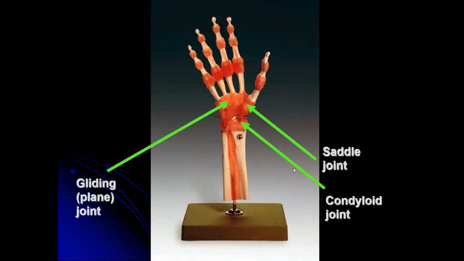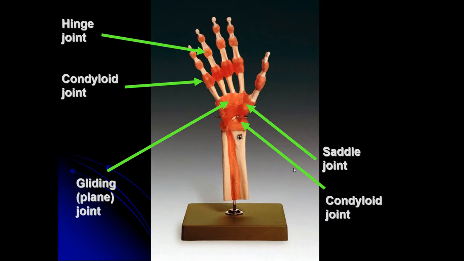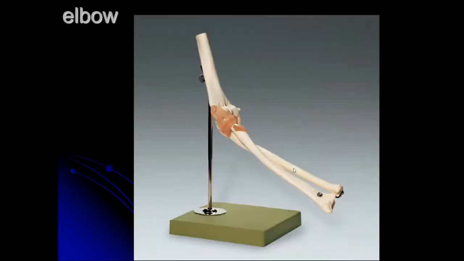We have gliding joints between the carpals. We have condyloid joints between the phalanges and the metacarpals. And then inside the phalanges, we have hinge joints. We're going to look at a few joints in specific. One of these is the elbow, another one is the shoulder, and then the hip and the knee. But first, let's look at the types of joints we have.